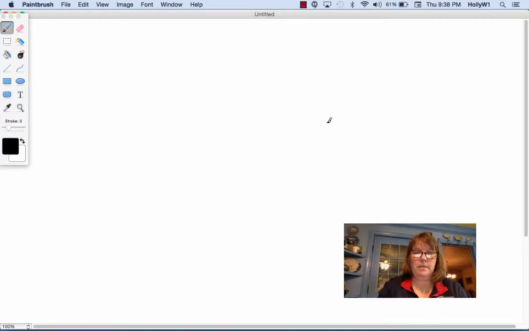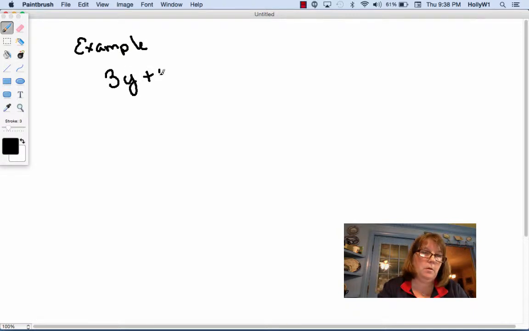Hi, and welcome back to the second part of the lesson for section 3.1. Now that we know what the terms are and what the like terms are, we're going to start to talk about how to combine them so that we can write expressions in their simplest form. So let's start with another example. We're going to start with 3y plus 12 subtract y subtract 6.